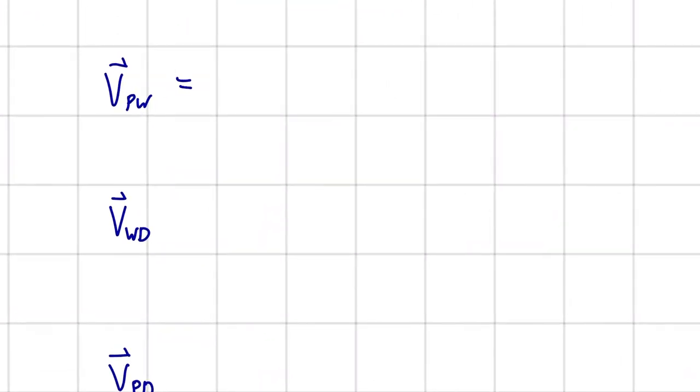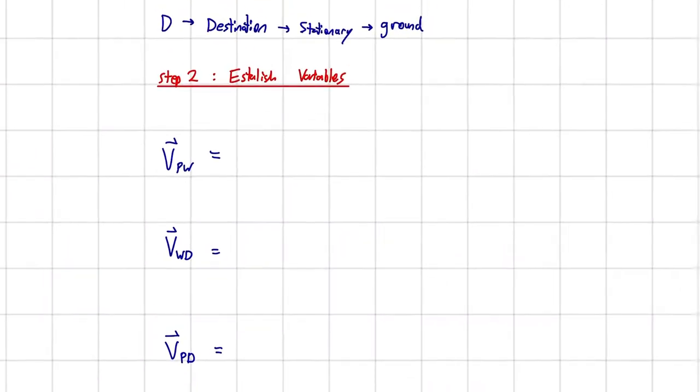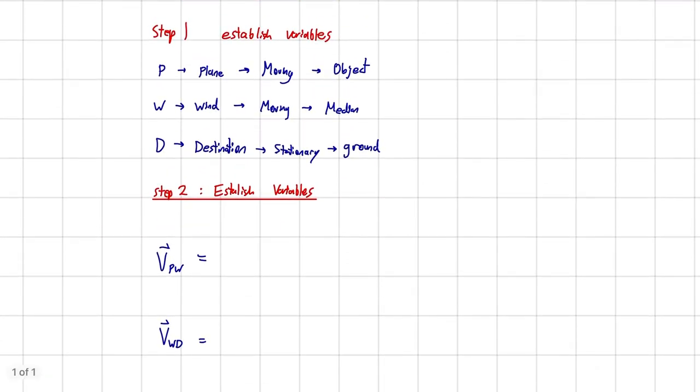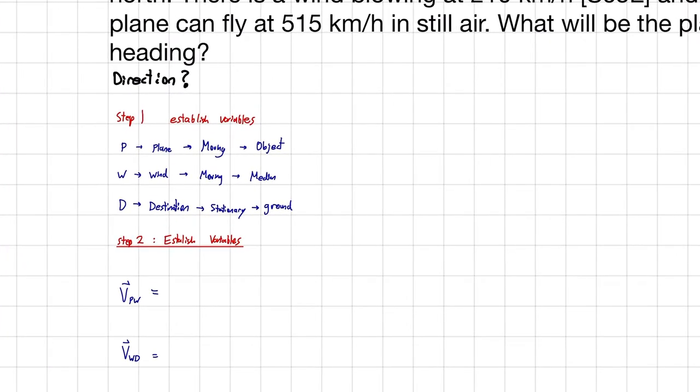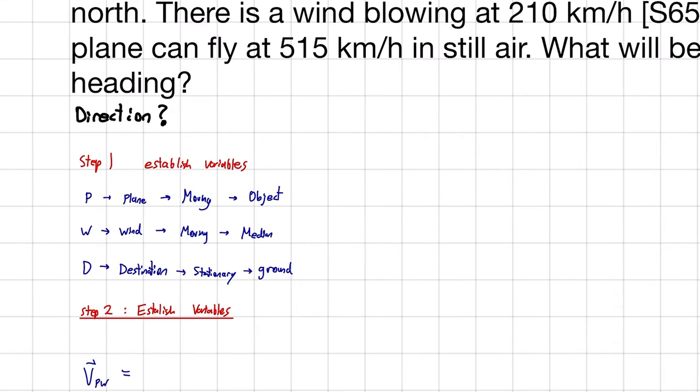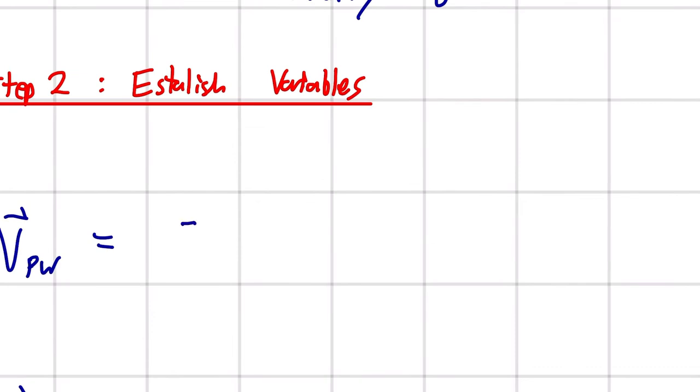And let's start plugging in the information we know about each of these. So the velocity of the object to the medium, that's the first one. The plane relative to the wind. Well, we know the plane will go, imagining that the wind is not moving, we can go a speed of 515 kilometers per hour. So imagining the wind is not moving, the wind is stationary, our plane would be going 515 kilometers per hour.